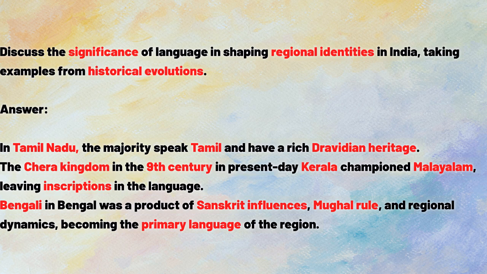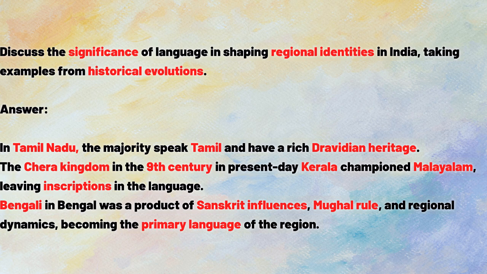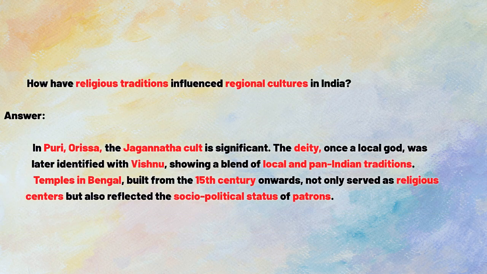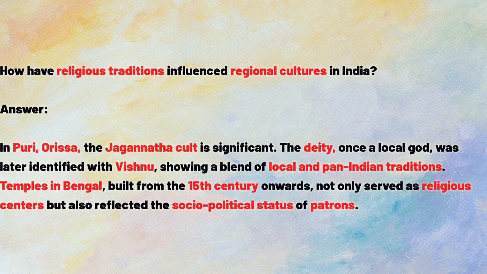Answer. In Tamil Nadu, the majority speak Tamil and have a rich Dravidian heritage. The Chera kingdom in the 9th century in present-day Kerala championed Malayalam, leaving inscriptions in the language. Bengali in Bengal was a product of Sanskrit influences, Mughal rule, and regional dynamics, becoming the primary language of the region.